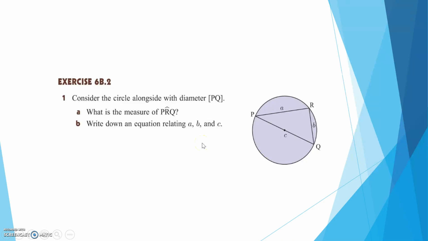And then the next part says write down an equation relating to A, B and C. Well, if we've got a right angle triangle, we must know that that is the hypotenuse. And because the equation we know is Pythagoras' theorem, where a squared plus b squared equals c squared. But all the questions aren't like that.